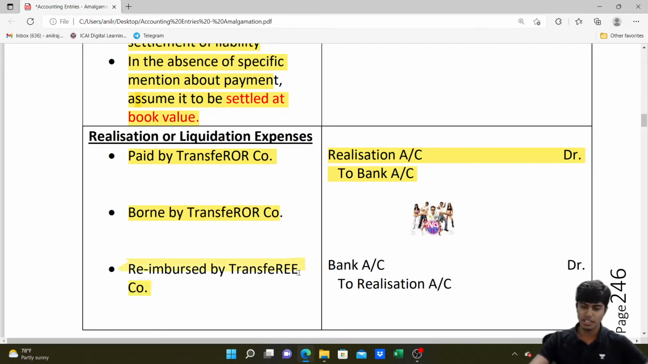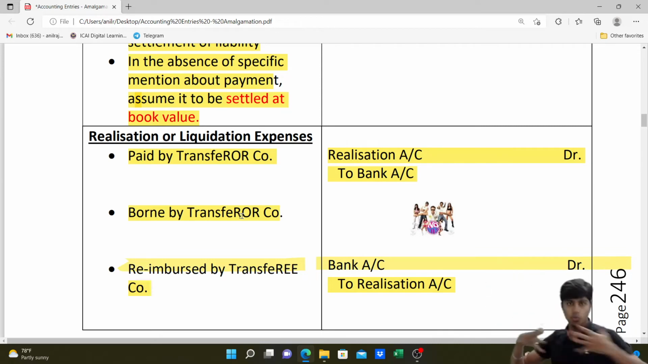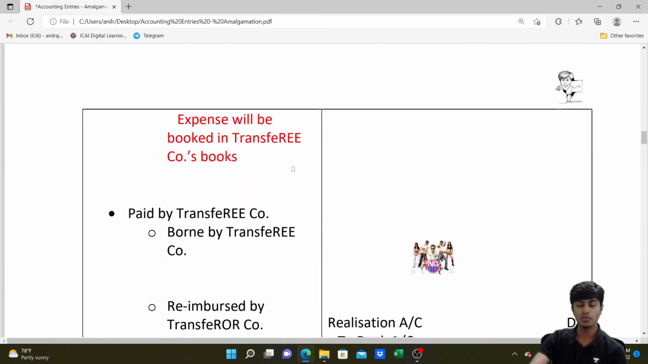Reimbursed by transferee, entry will be bank account debit to realization account. Got that? What if this realization expense of transferor is paid by transferee? No, it is my expense. My company is liquidating, I have to pay. But transferee comes forward and pays that money on my behalf. Is that possible? Very much possible.